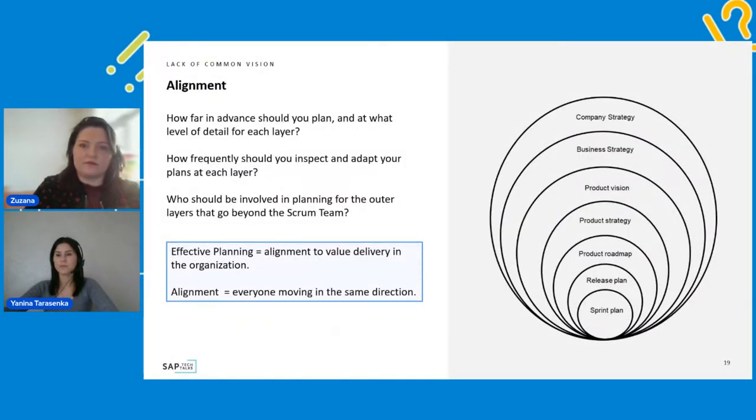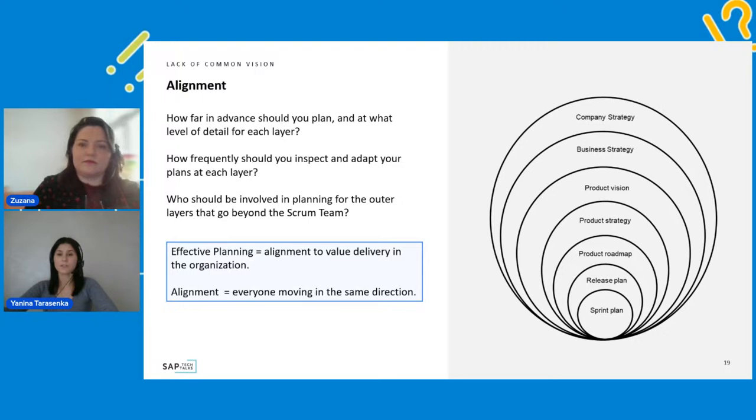Let's also speak a little bit about alignment. In agile projects, alignment within the team is crucial for effective planning and value delivery. But we have a lot of questions ahead of us, for example, how far in advance we should plan and at what level of detail for each layer. How often should we inspect and adapt our plans on each layer?